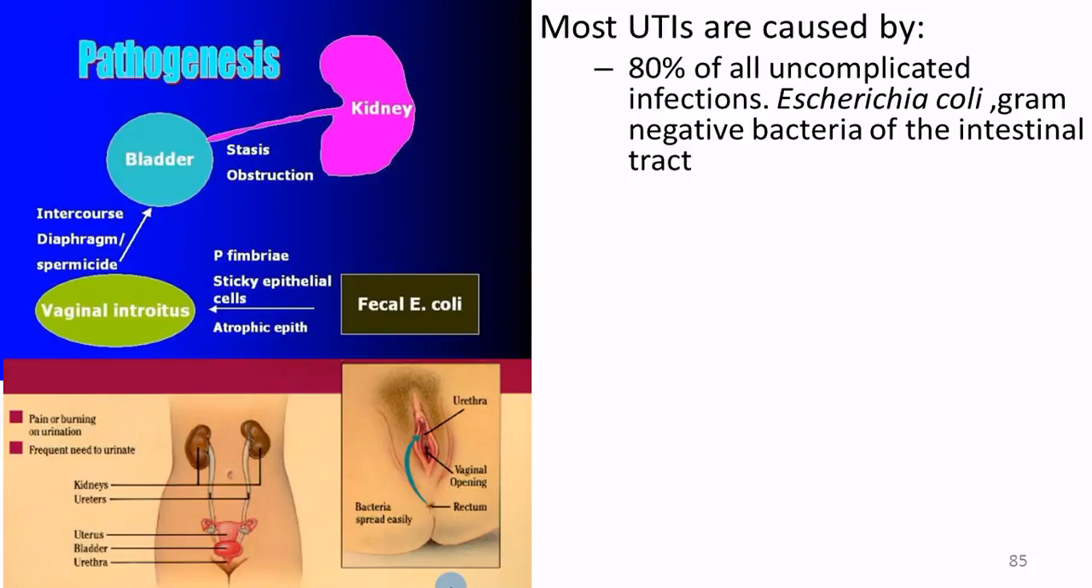And this is why when girls are taught to wipe in the bathroom after they go to the bathroom, they always tell them go from front to back, never back to front. Because if you go from back to front, you bring that fecal E. coli that could be sitting around the anus up and into the vagina and get a vaginal infection, or it can actually get up into the urethra and go into the bladder.